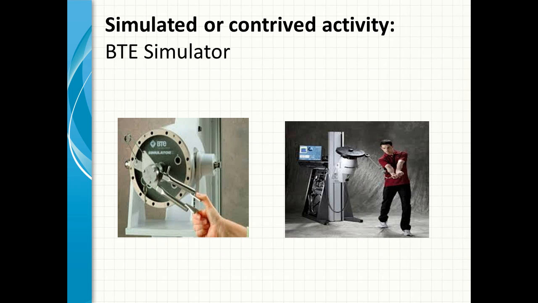Now let's take a look at our good old trusty BTE simulator that we mentioned in part 1 of the presentation. The BTE simulator may also be used in simulated or contrived activity in OT practice. If you take a look at the photo on the left side, you will see that the person is making a pinching motion which resembles pinching clothespins perhaps. If you take a look at the photo on the right side, you will see a photo of a person who appears to be making the motion of swinging a bat.